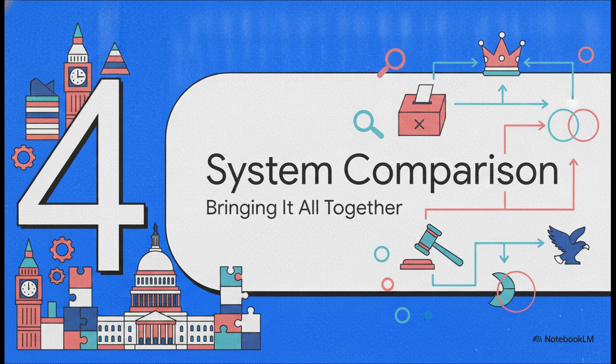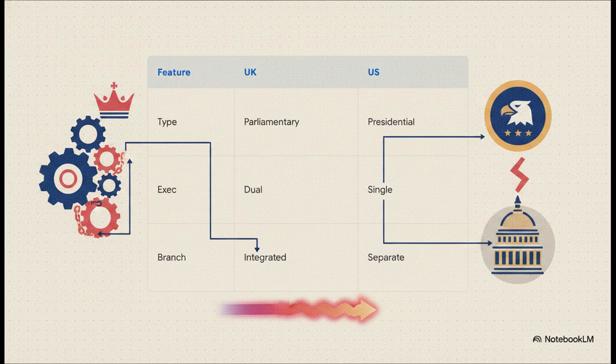This brings us to Section 4, the ultimate system comparison. Let's bring it all together. Let's synthesize all of this. We can clearly see the UK's parliamentary system stacked up against the US's presidential system. We've got the dual executive of the UK against the single executive of the US. But the real magic happens in how these branches actually interact with each other.